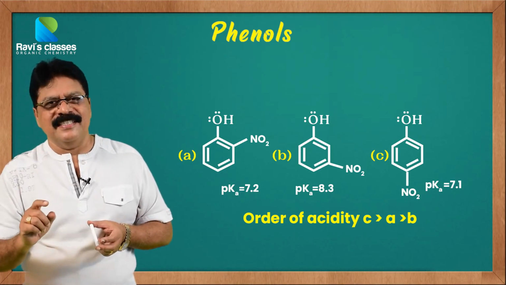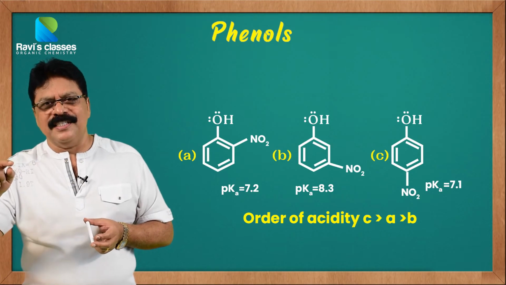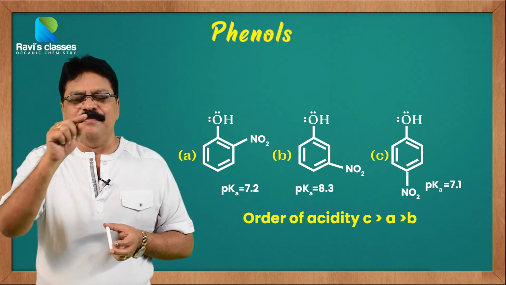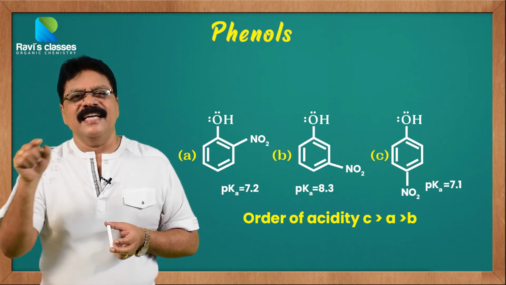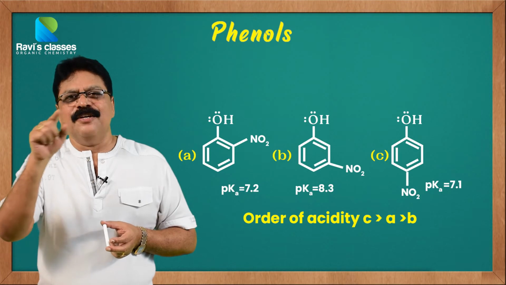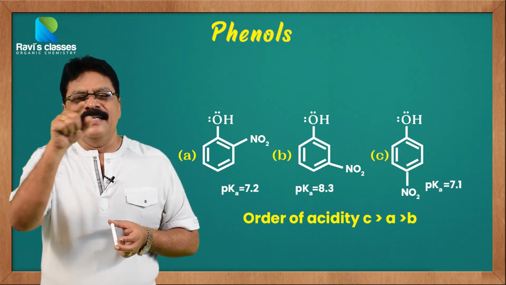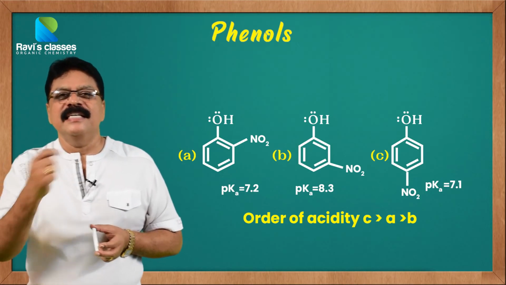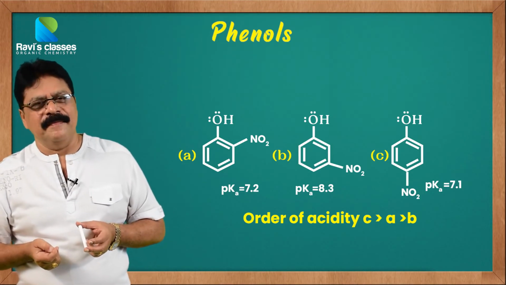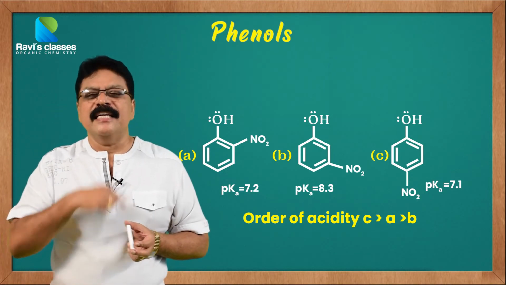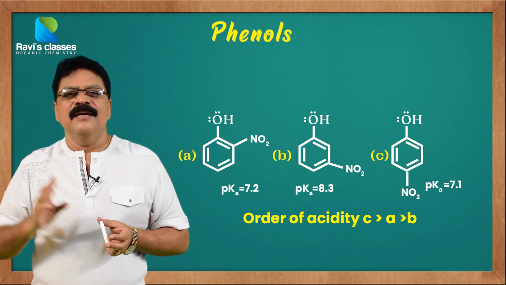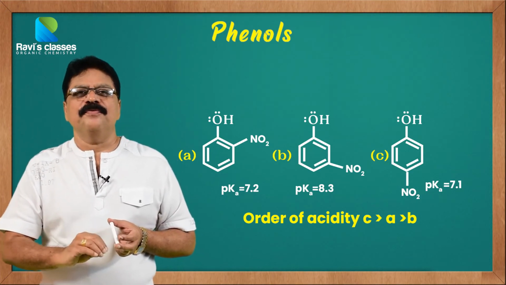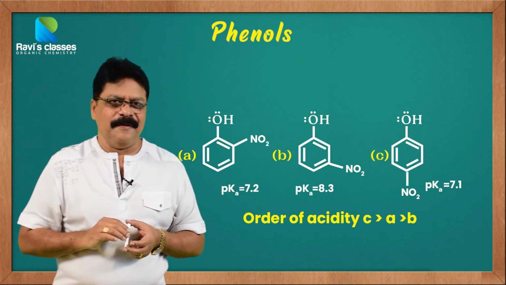The reason for this is that in the ortho position, an intramolecular hydrogen bond is generated between the OH hydrogen and the NO2's oxygen. As a result, a 6-membered intramolecular hydrogen bonded cyclic system is formed, and therefore, the removal of H plus is a bit retarded. Therefore, paranitrophenol is slightly more acidic than the orthonitrophenol, followed by the metanitrophenol. This is a question that is asked. So, always remember, paranitrophenol is slightly more acidic than the orthonitrophenol.